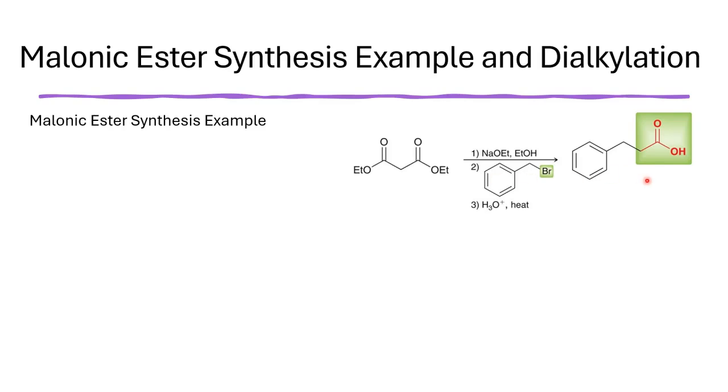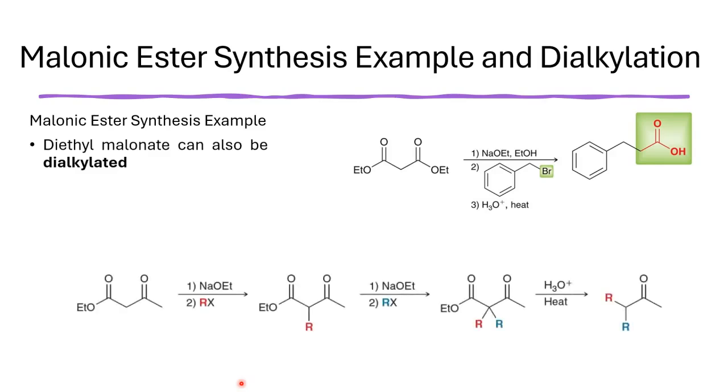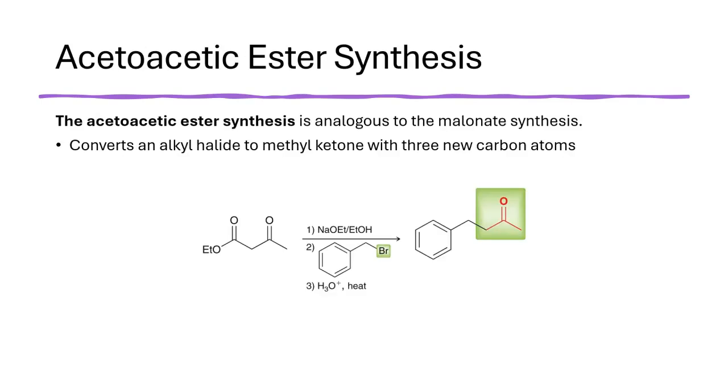Diethylmalonate can also be dialkylated. If the first 2 steps are repeated, first deprotonation followed by SN2 reaction with an alkyl halide, then the dialkylated product can be worked up in the presence of acid and heat to form the product. Acetoacetic ester synthesis. This is analogous to the malonate synthesis. It converts an alkyl halide to a methyl ketone with 3 new carbon atoms.